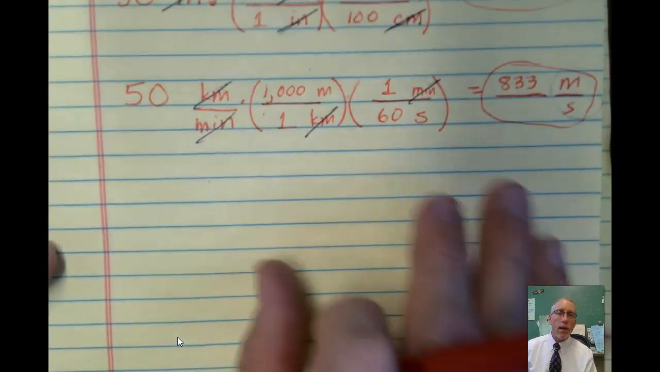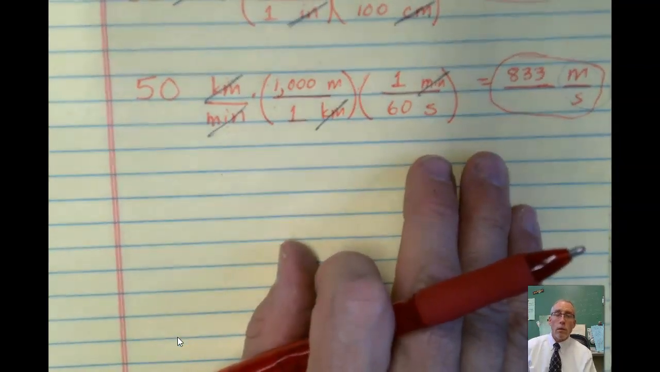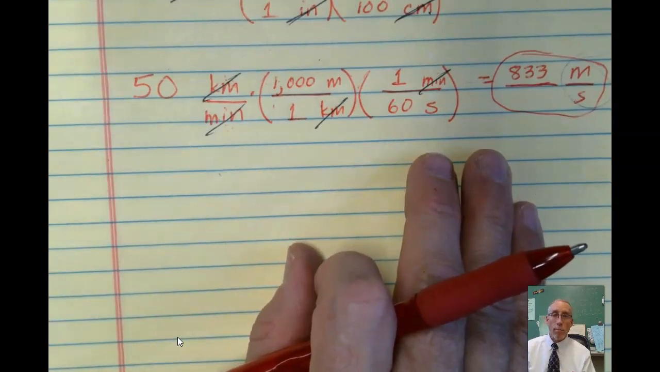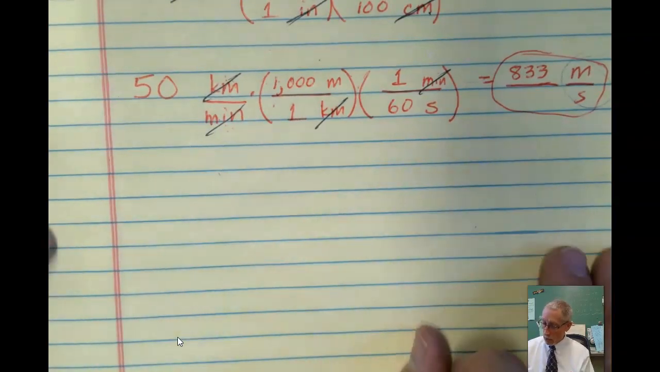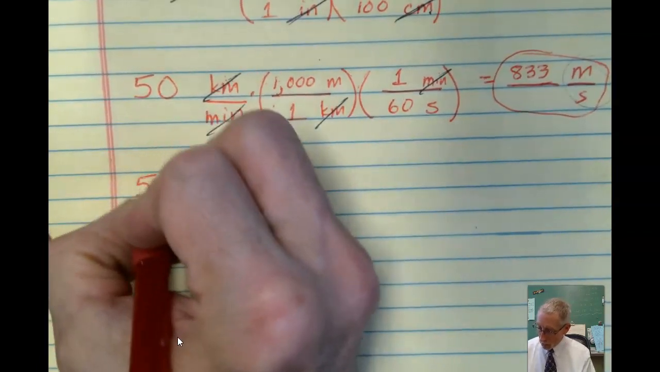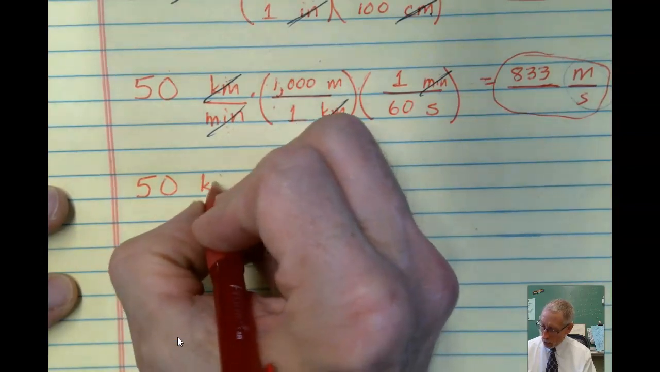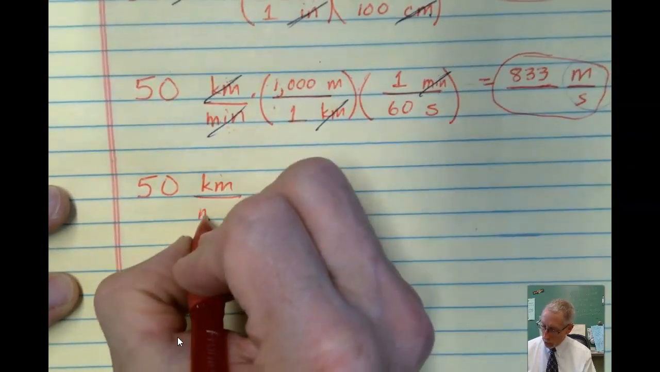All right, the last thing you might encounter. What if your units have squares and cubes on them? And they often will in physics. They could even in other subjects like chemistry. So let's just make one little change here. Suppose instead of kilometers per minute, it's kilometers per minute squared.